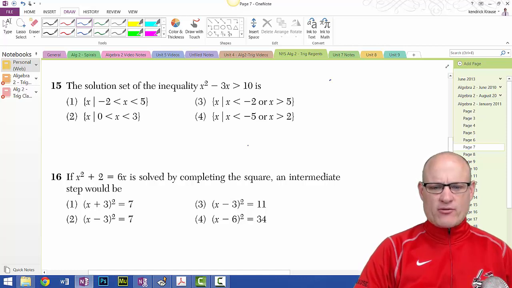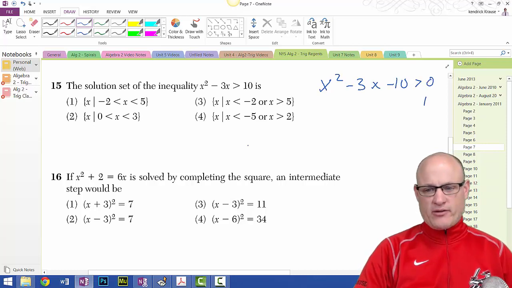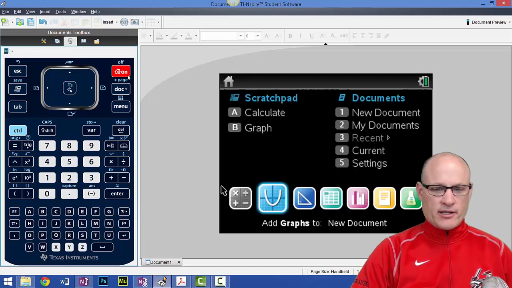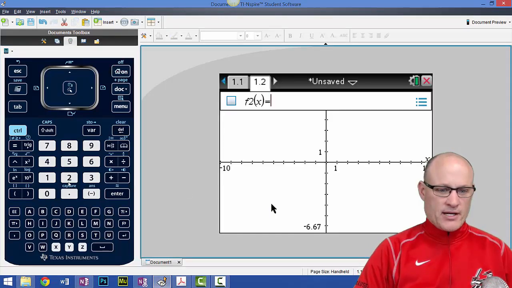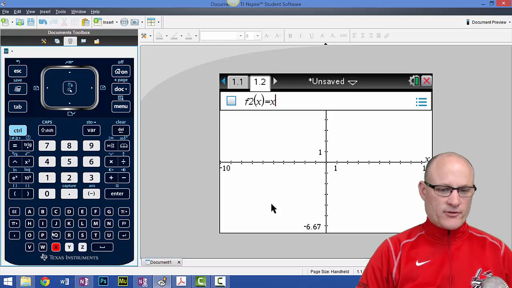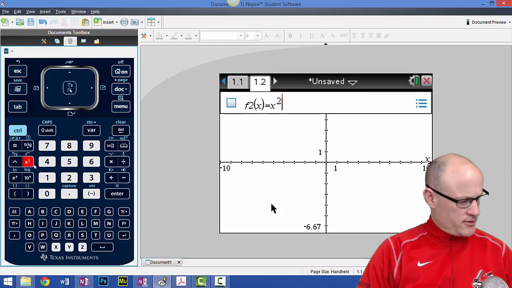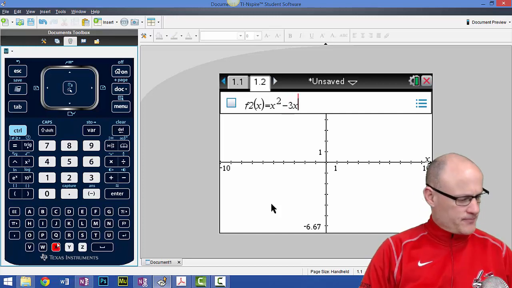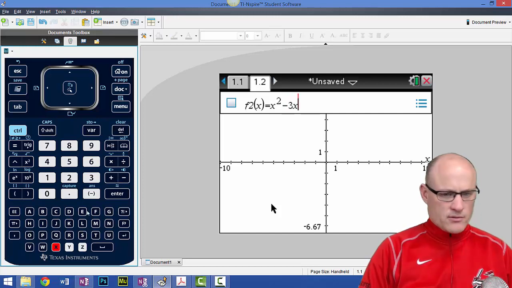So this is a quadratic. X squared minus 3x minus 10 is greater than 0. Greater than 0 means positive. Now, there are a couple of ways of doing this problem. I will show you both. I could go into my graph mode, and I'm going to graph x squared minus 3x minus 10. And I want to know when it's greater than 0.